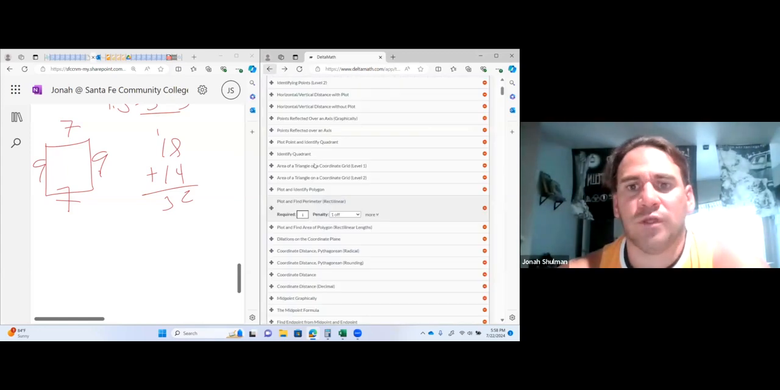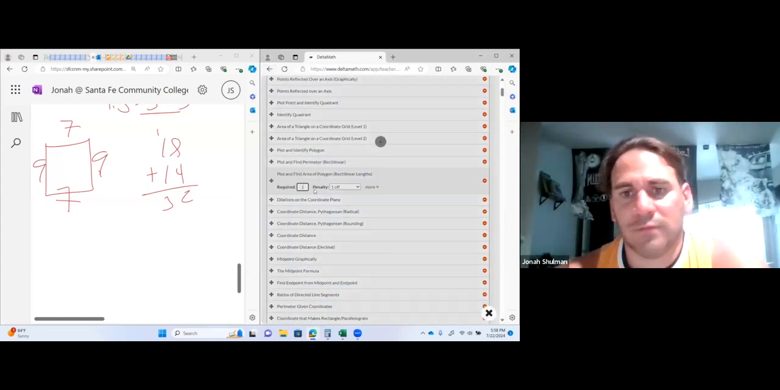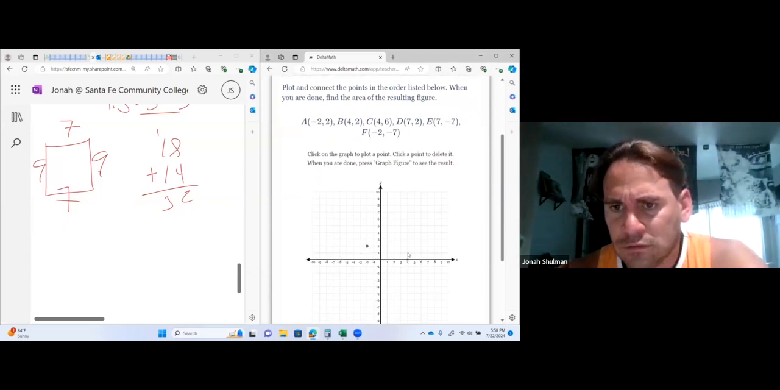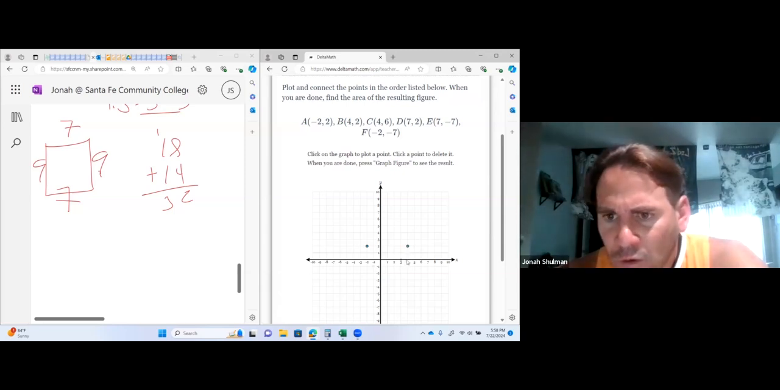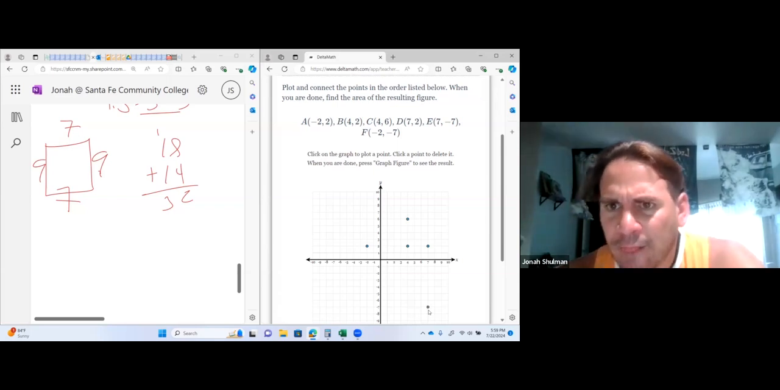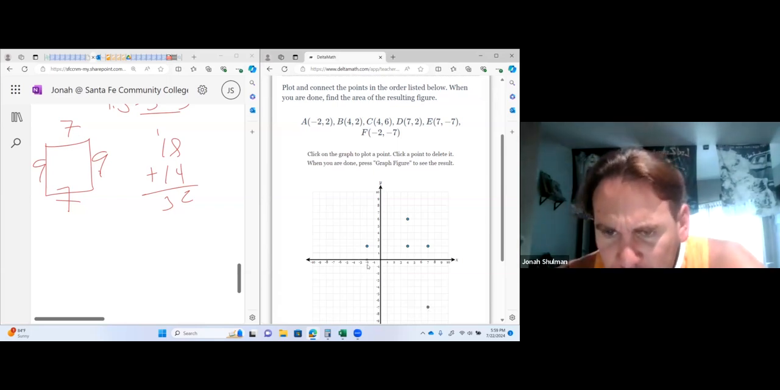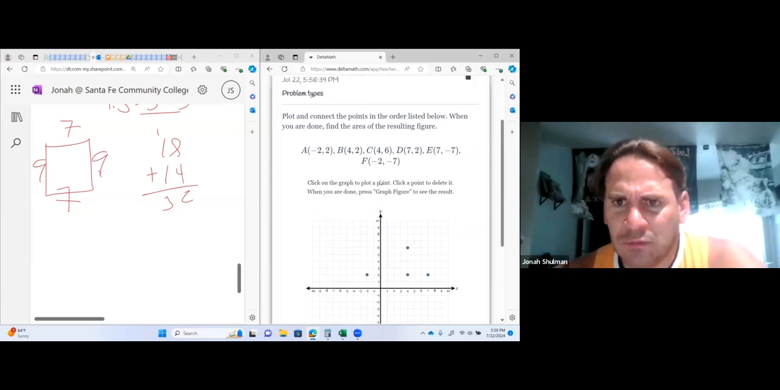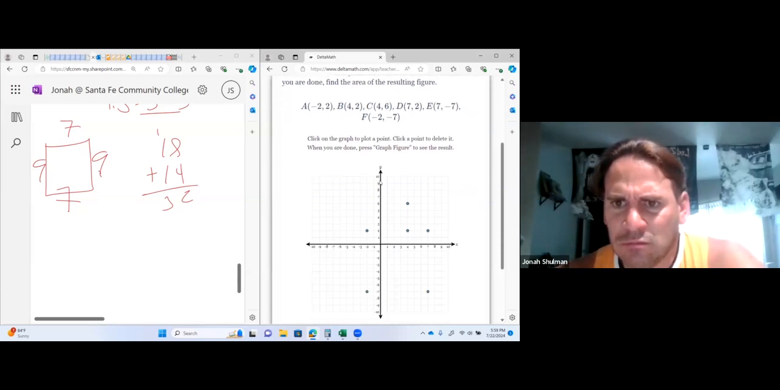Beautiful. All right, let's do another one. Now it's the same thing, but it's area. All right, so I got a -2, 2, a 4, 2, a 4, 6, a 7, 2, a 7, -7. A lot of points. And a -2, 7. Plot and connect the points in order listed below.